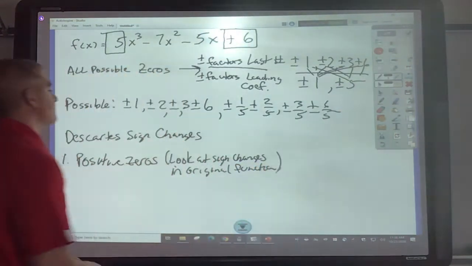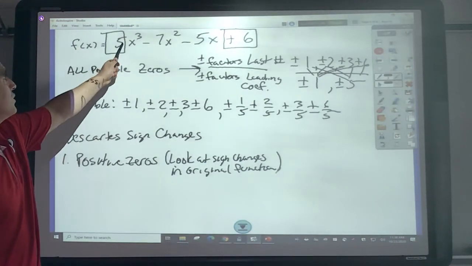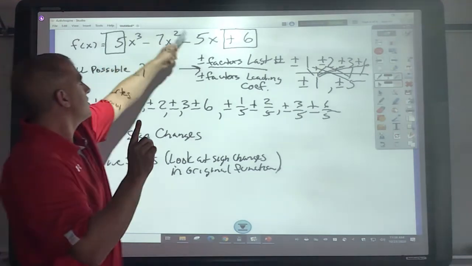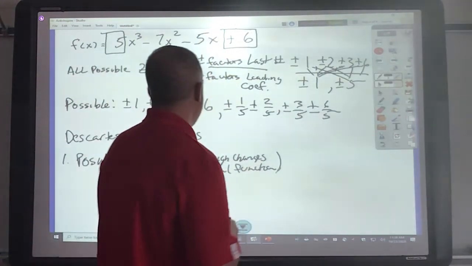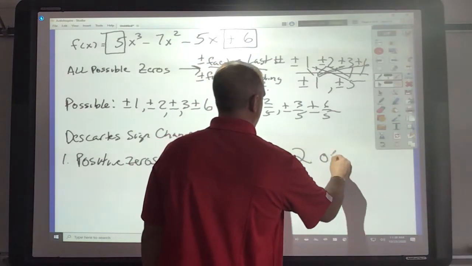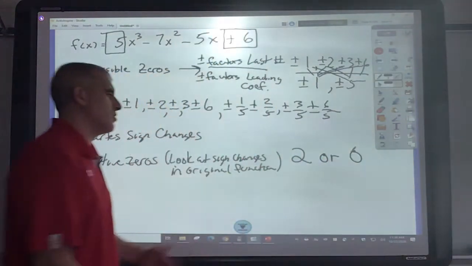Okay, so if I look at the original function, it goes from positive to negative, so that's 1. It stays negative, goes back to positive. So the number of positive zeros is 2 or 0. Now, why do I say or 0?